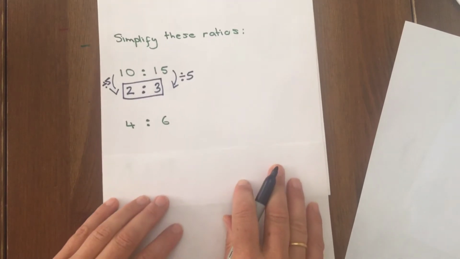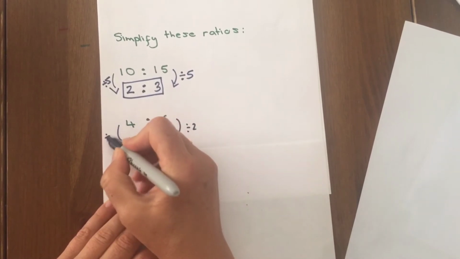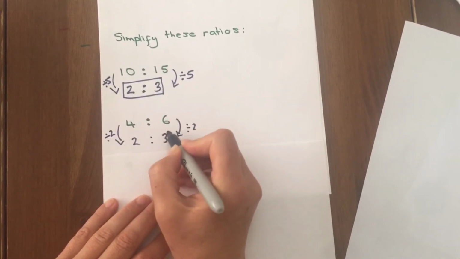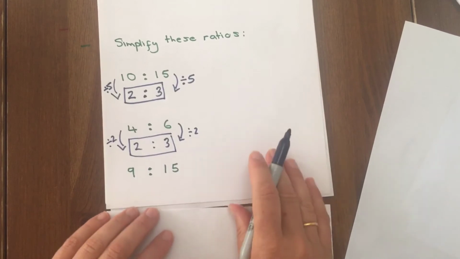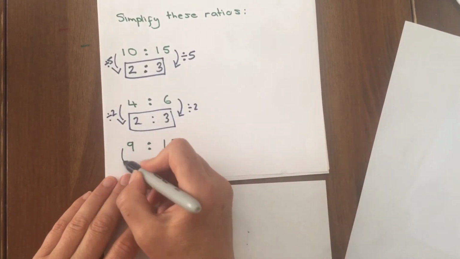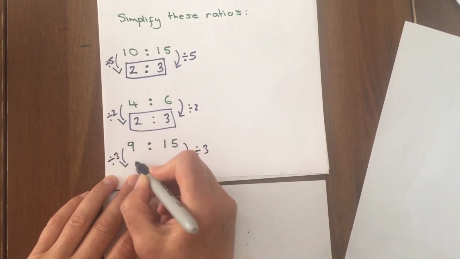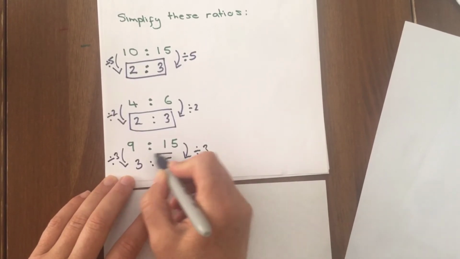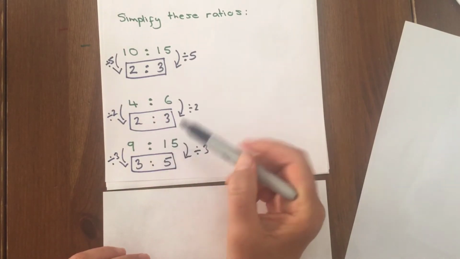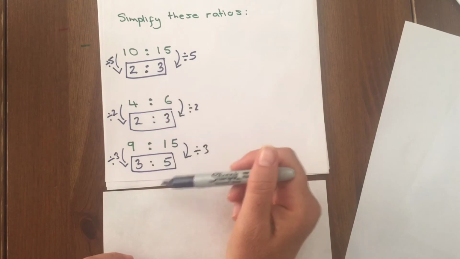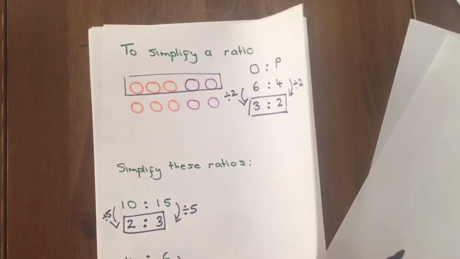Okay, what can I divide both 4 and 6 by? Well, they're both divisible by 2. They're both even numbers. So I have the answer 2 to 3. So we can see actually these are exactly the same ratios. And the last one, 9 and 15, they're both in the 3 times table. So 3 to 5 is the simplified ratio. All of these, I can't simplify them anymore because there's no numbers that will divide into both of them to make the numbers smaller. Okay, so that's called simplifying a ratio.